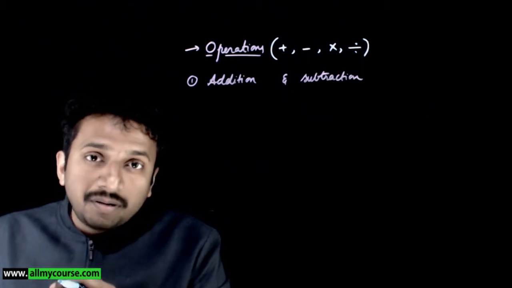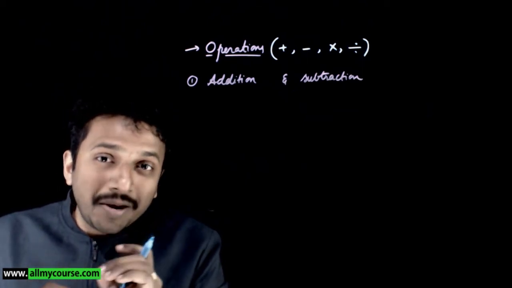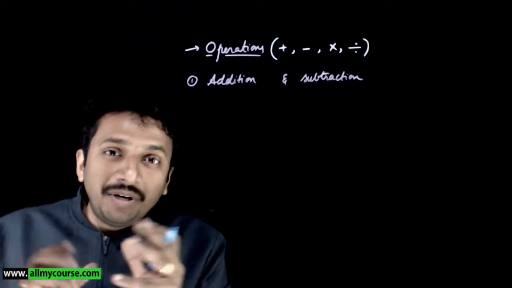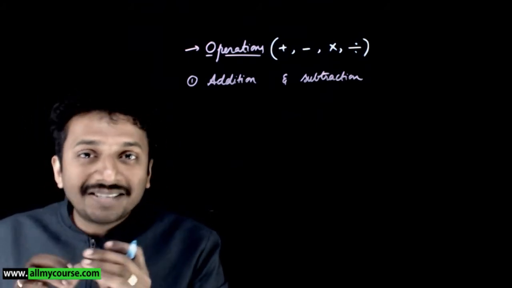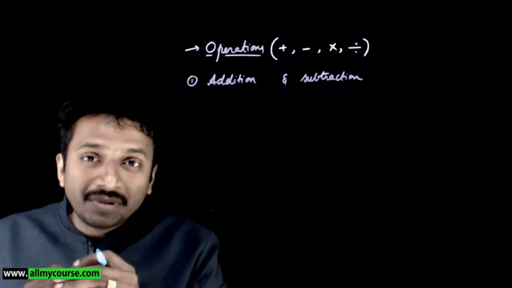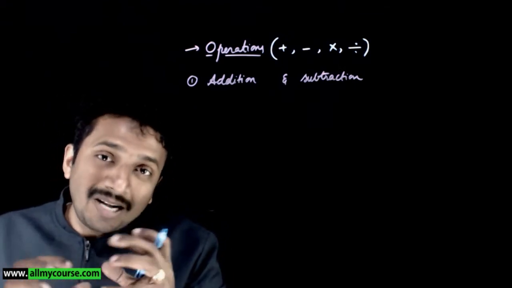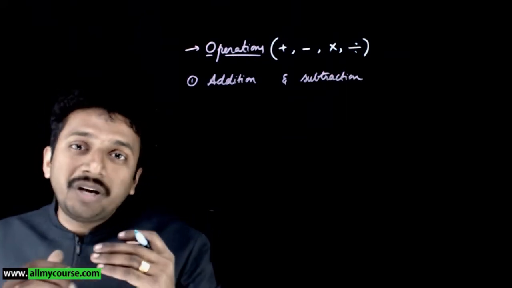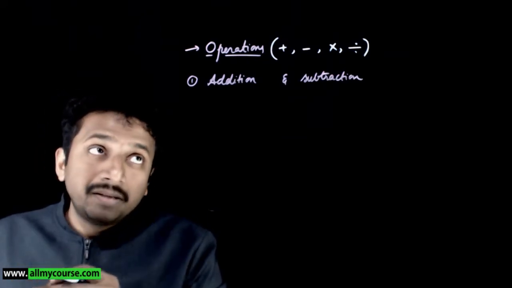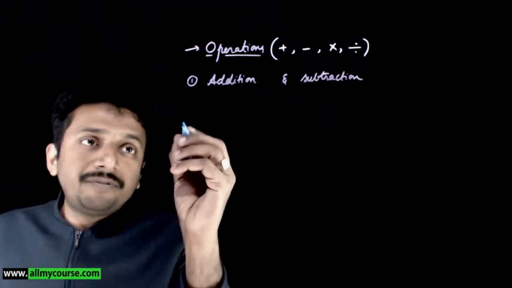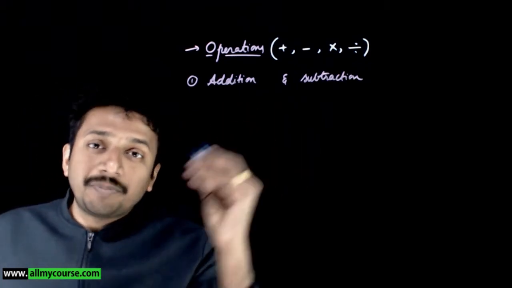So welcome students. In this video, we are going to look at how we perform operations between two complex numbers. That is, how we add two complex numbers, how we subtract one complex number from the other, how we multiply two complex numbers, how we divide two complex numbers. So these are the four important operations that we are going to study. So first, let us go for addition and subtraction.